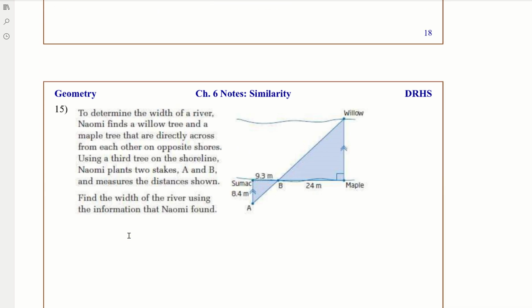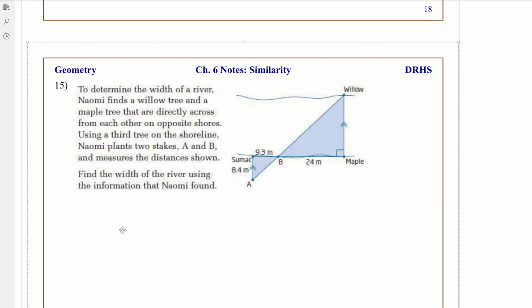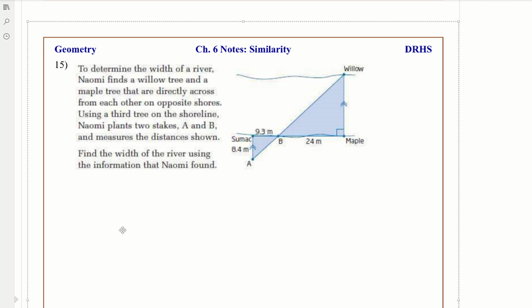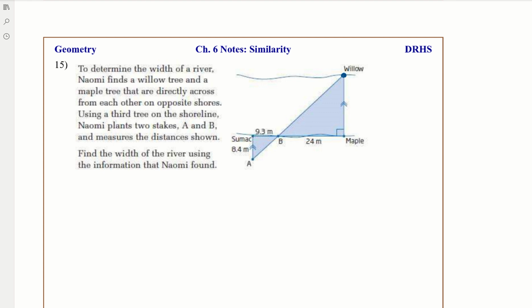Okay. All right, last problem to conclude 6.3. To determine the width of a river, Naomi finds a willow tree, and here's the willow tree, and a maple tree directly across from each other on opposite shores. Using a third tree on the shoreline, it must be that sumac, Naomi plants 2 stakes, A and B, and measures the distance shown. Okay, so she measures 8.4 meters and 9.3 meters, and then the 24 meters. Find the width of the river using information that Naomi found.